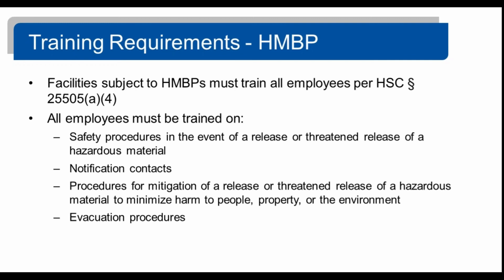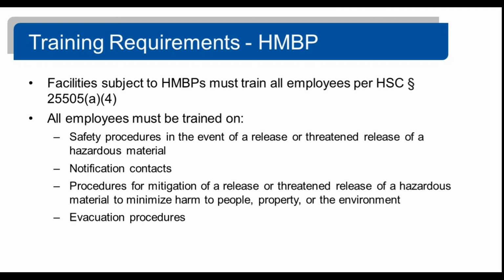Now, there are 4 training requirements specified within the Health and Safety Code for these employees at facilities subject to the Hazardous Material Business Plan statutes. The first element is safety procedures in the event of a release or a threatened release of a hazardous material. Employees also must be trained in notification contacts, procedures for mitigation of a release or threatened release of a hazardous material to minimize harm to people, property, or the environment, and evacuation procedures specific to the facility operations.